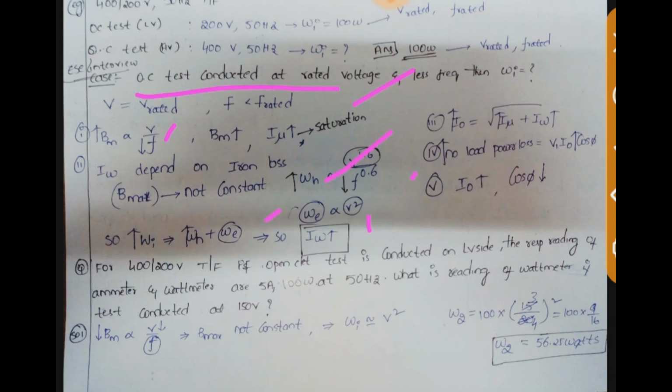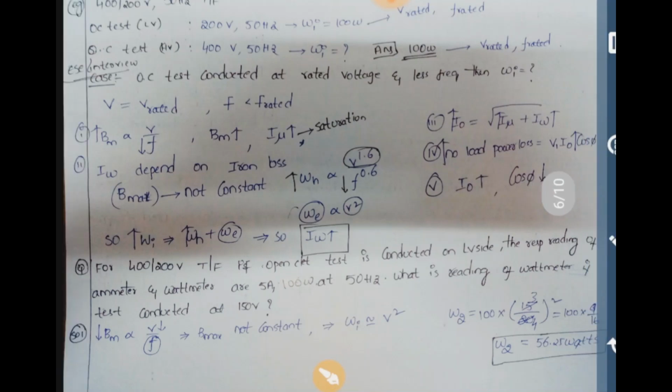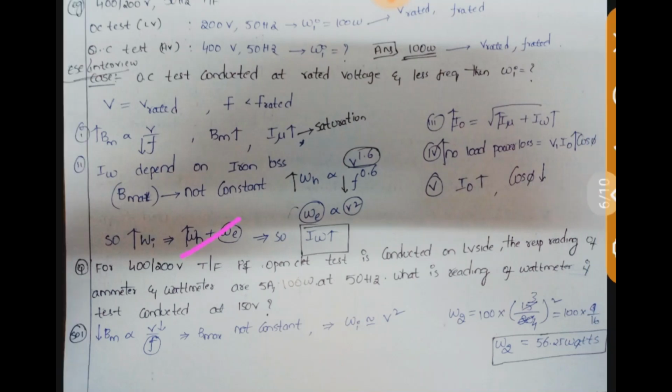Now take another question. For a 400 by 200 volt transformer, if the open circuit test is conducted on LV, this is important. On the LV side, the readings of ammeter and wattmeter are 5 amperes and 100 watts at 50 hertz. What is the reading of the wattmeter if the test is conducted at 150 volts? See here, he keeps the frequency constant, but the voltage is decreased from 200 volts to 150 volts.